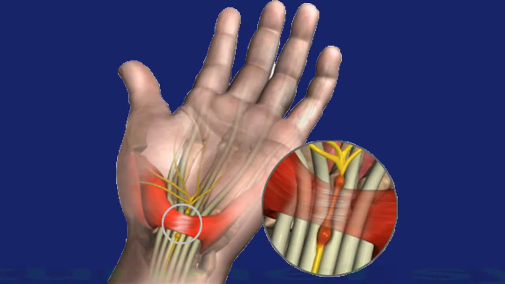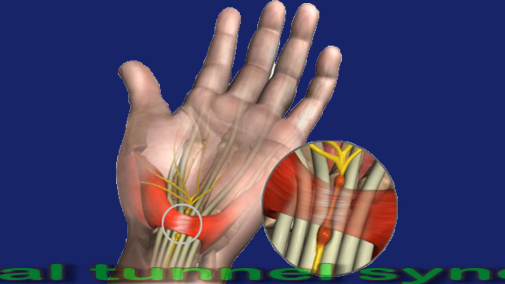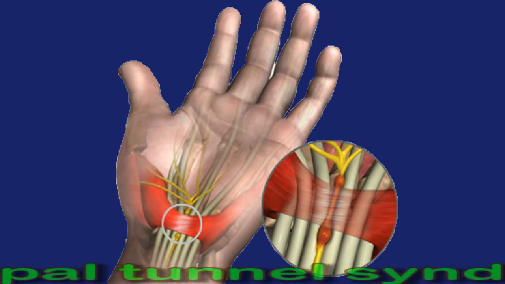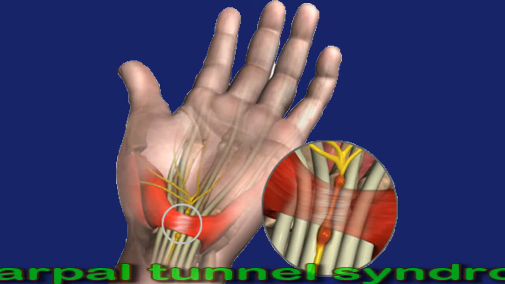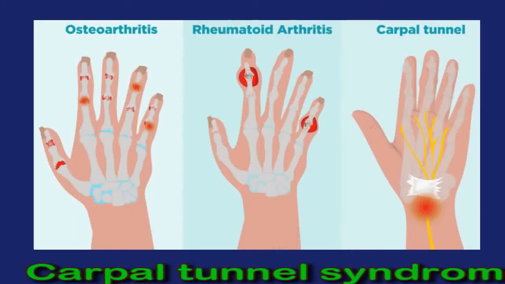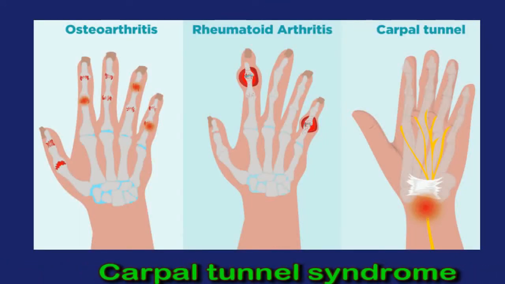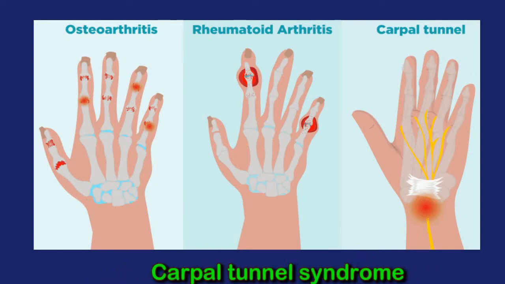Carpal tunnel syndrome. Carpal tunnel syndrome occurs when the carpal tunnel, which is a passageway in the wrist, or the tissues surrounding the flexor tendons, swell. This in turn puts pressure on the median nerve. This pressure can result in pain, tingling, and numbness in the hand. According to the American Academy of Orthopedic Surgeons, carpal tunnel syndrome may occur due to different factors such as repetitive hand use, pregnancy, and some health conditions.